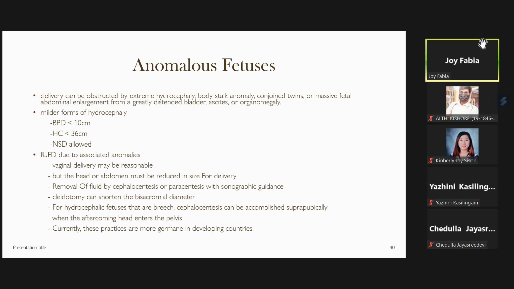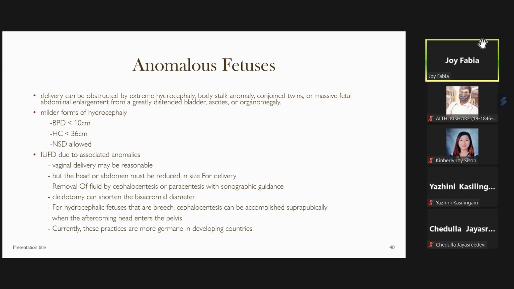In cases of hydrocephalus or fetal ascites, it can be reduced in size for vaginal delivery. How? By removal of fluid by doing cephalocentesis or paracentesis, but with ultrasound guidance. Cleidotomy can also shorten the bisacromial diameter by cutting the clavicle.